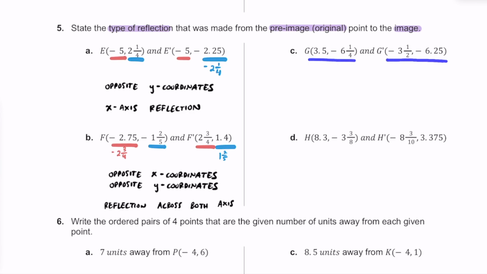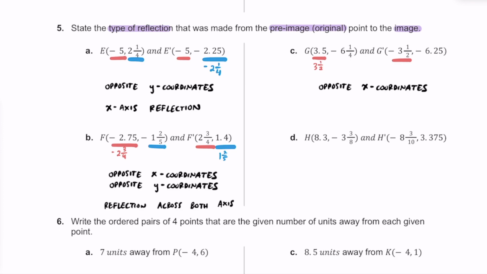All right, for C, we have this point G over here, and it's reflected to G prime over here. Let's see what's going on with those coordinates. So this x coordinate is +3.5. This is going to be an x coordinate of -3.5, right? So this is +3.5, that's -3.5. So we must have had some reflection here across one of the axes at least, right? We already see that the x coordinates are opposite values, and that lets us know that we have at least a reflection across the y axis.